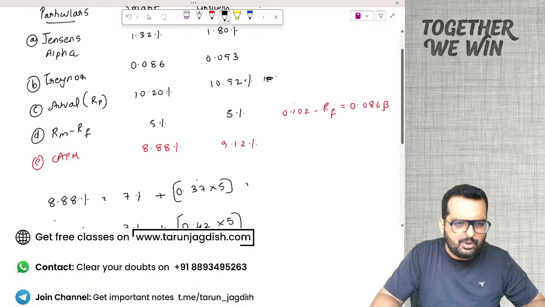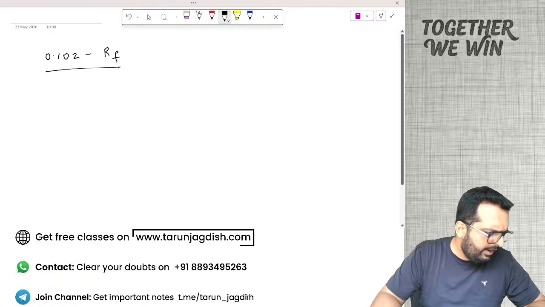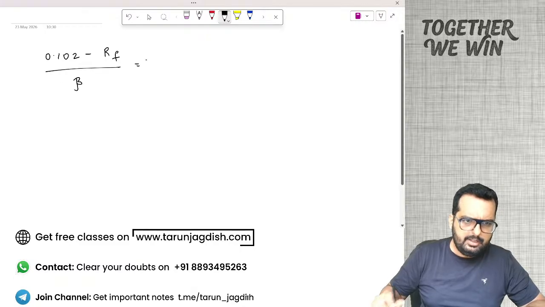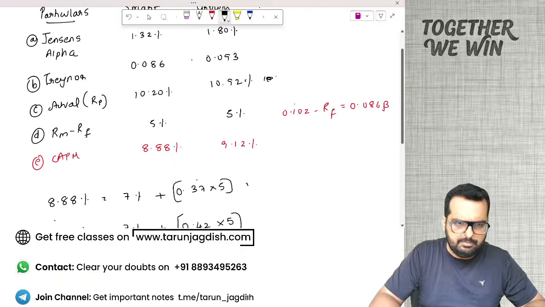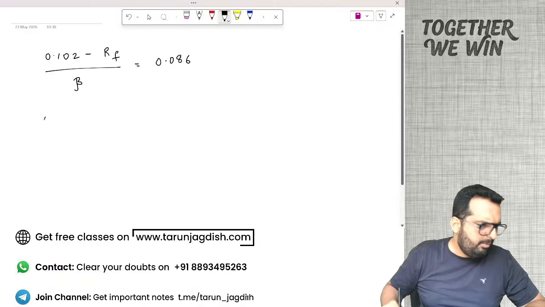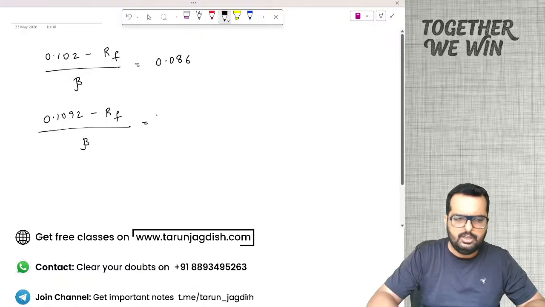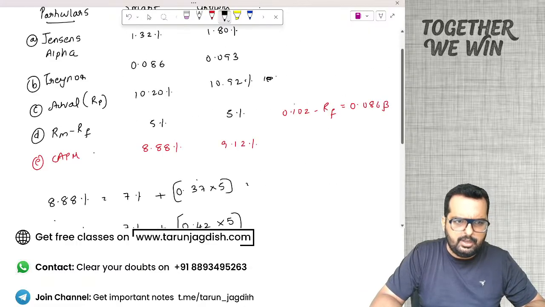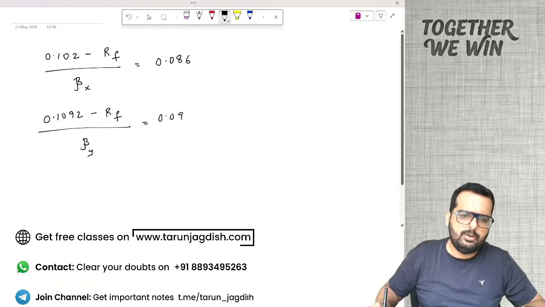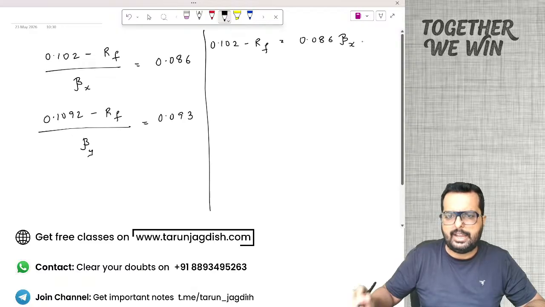This is not getting tallied. I'm not sure why. 0.102 minus some RF divided by beta is equal to 0.086, correct? What is the other equation? 0.1092 minus RF divided by beta of this one. So this is beta of X, this will be beta of Y, two different parameters. Am I right? This should be equal to 0.093. So when you rework the equation, what will you get over here? 0.102 minus RF is equal to 0.086 beta X.